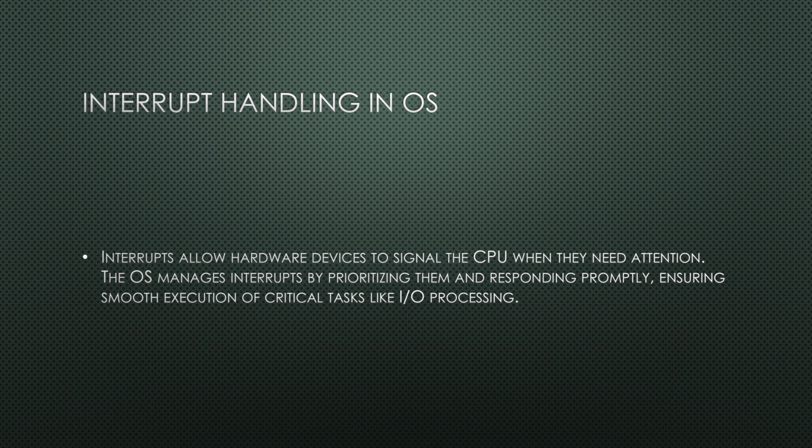Interrupt handling in OS. Interrupts allow hardware devices to signal the CPU when they need attention. The OS manages interrupts by prioritizing them and responding promptly, ensuring smooth execution of critical tasks like I/O processes.